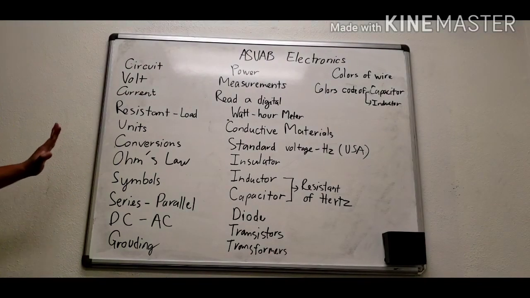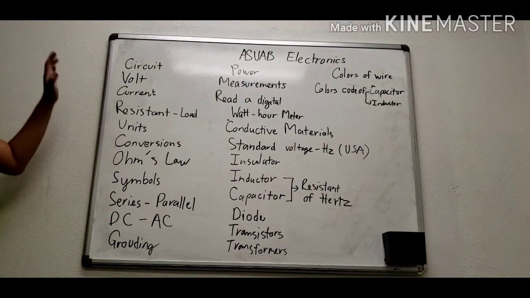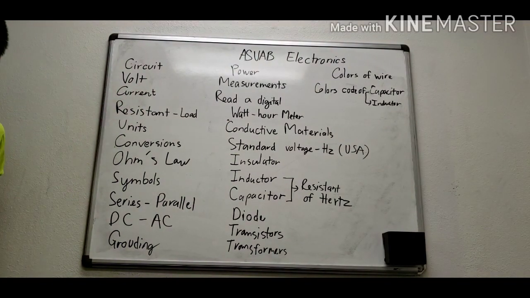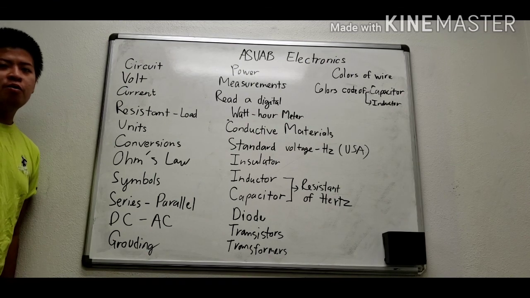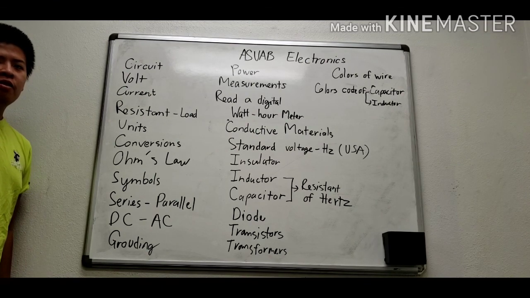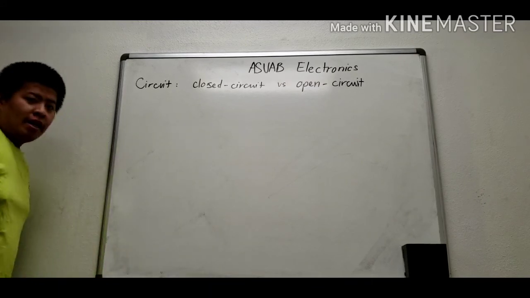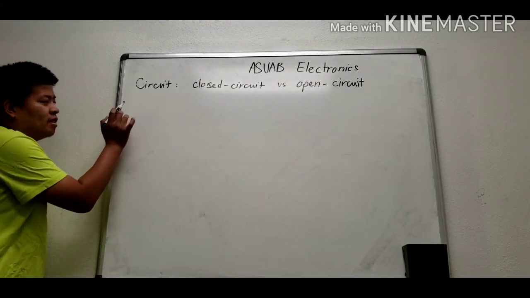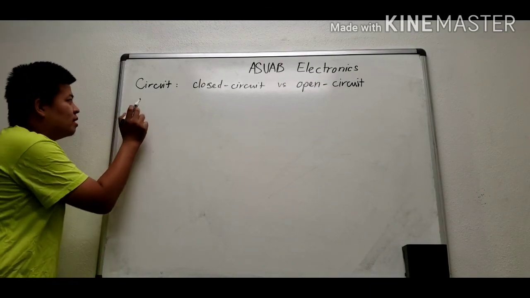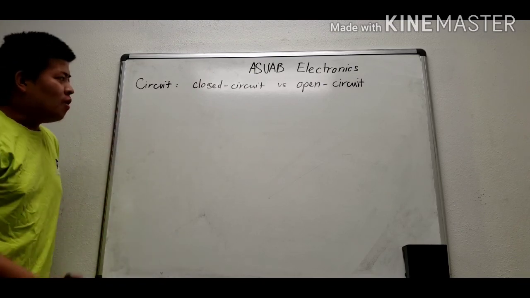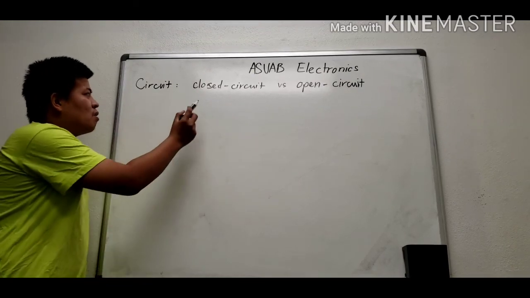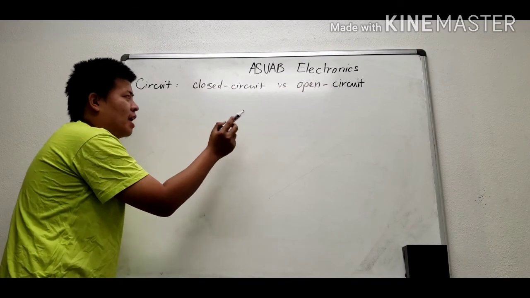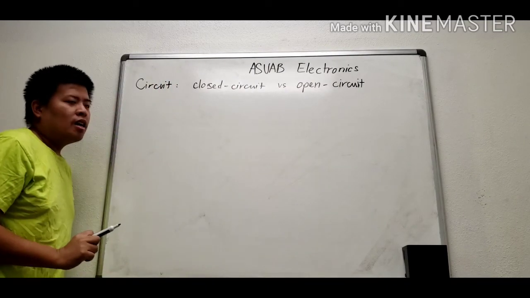On the ASVAB electronic information, we will learn all of them because this is so important to pass the ASVAB electronic information. Hello everybody. So I will explain what a circuit is. In the test, they will ask about the closed circuit and open circuit.